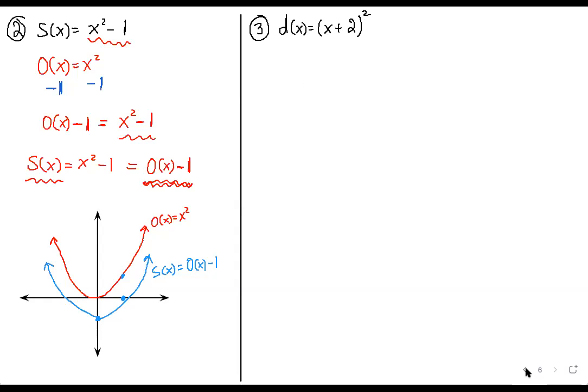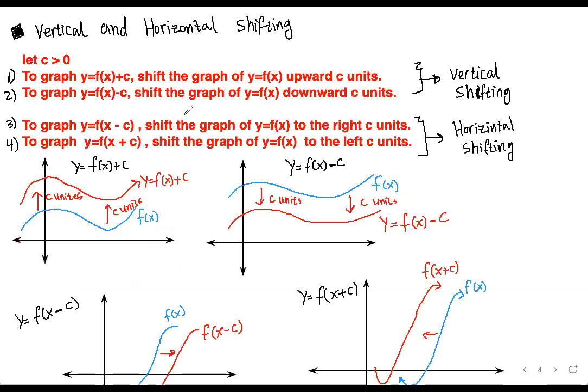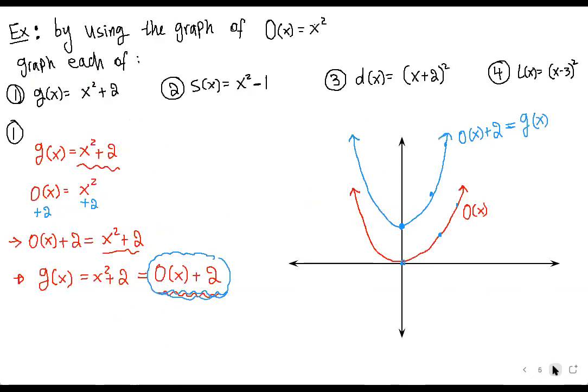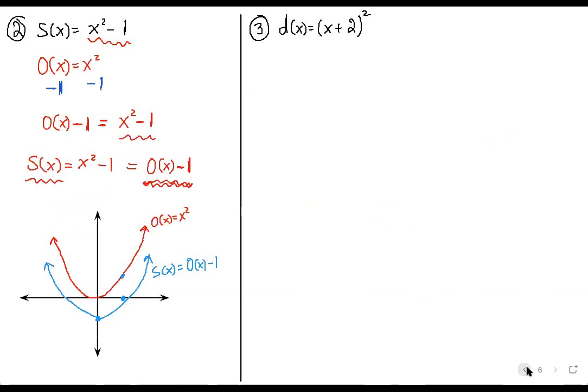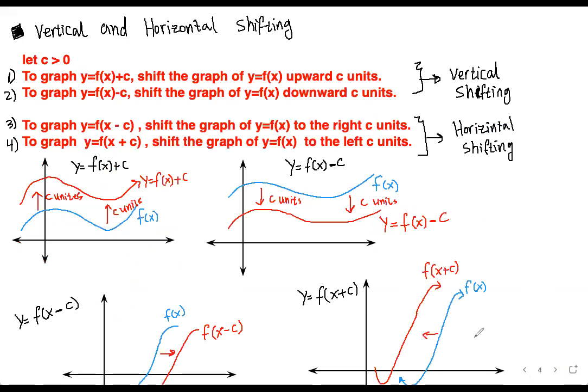Okay, now the third one. D of x equals (x plus 2) squared, everything squared. Which property from 1 to 4 do I have to use to graph the function y equals f of x plus 2? Number 4. Look at the 4.